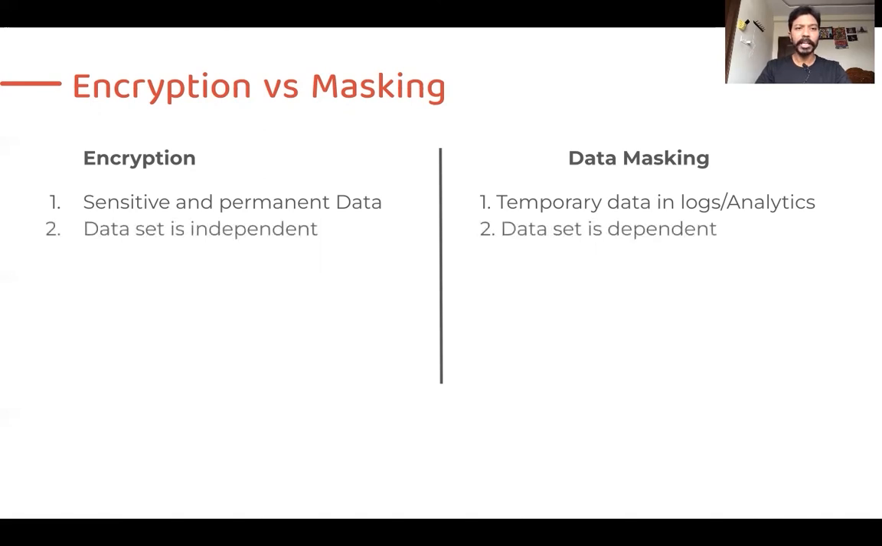The data set for an encryption database is independent. If you go back and check the example, the SMS database is an independent data set. It is not dependent on any other data sets. However, the analytics database is purely dependent on the SMS database. Even if the data is lost, we can still recover it because it's a dependent data set. Always we can take the data from the SMS database and mask the data again. So in the case of data masking, the data sets are always dependent on something else.